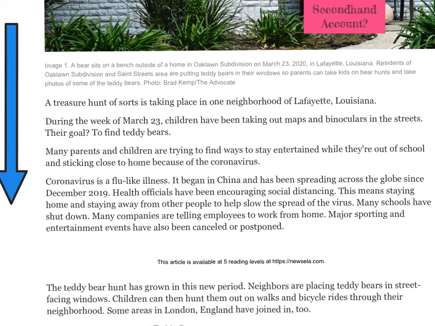Coronavirus is a flu-like illness. It began in China and has been spreading across the globe since December 2019. Health officials have been encouraging social distancing. This means staying home and staying away from other people to help slow the spread of the blank. Many schools have shut down. Many companies are telling employees to work from home. Major sporting and entertainment events have also been canceled or blank. Good job helping me fill in those blanks.